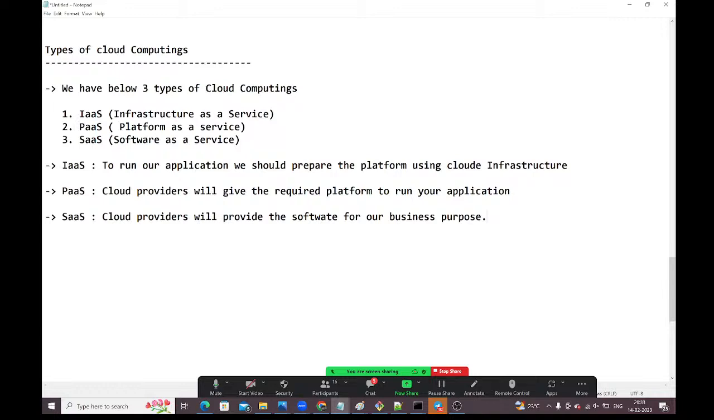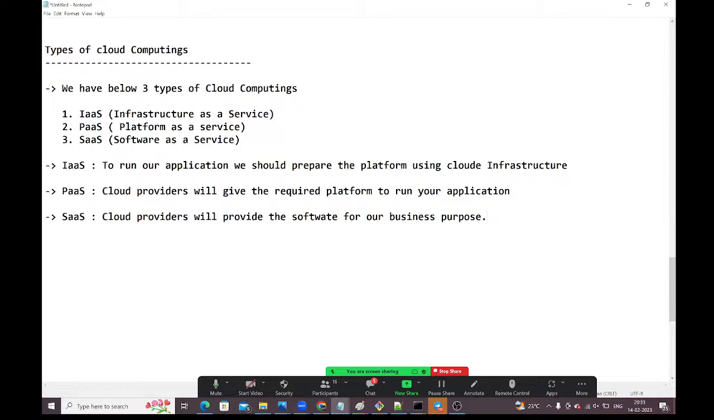Do you want the infrastructure? Can you create the platform by using that infrastructure? Go with IaaS. Do you want a platform? If you don't have the time to create the platform, then go with PaaS. Whatever the platform is required to run your application, they will provide the platform. Suppose you don't have the time to develop the application also, and you don't have the time to create the platform, guys. Then go with SaaS. They will provide the complete software as a service. Use that software for your business and pay the rent.